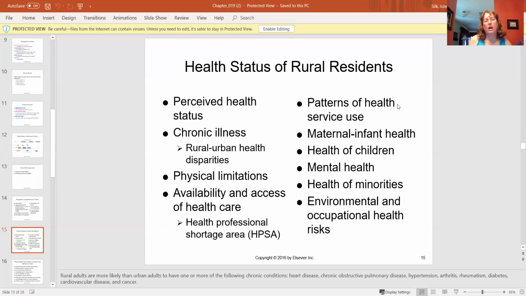Some of the big problems that people just don't get addressed would be things like maternal and infant health. If it takes forever to go to the doctor for maternal infant visits, then they probably just don't go. Then there are mental health problems, health of minorities, and environmental and occupational health risks. Now that's probably a big one. Think about all the people who farm. There are all kinds of weird farming accidents that might happen, and it's going to take them forever to get somewhere to be looked at if something does happen. So lots of things to think about with rural residents.